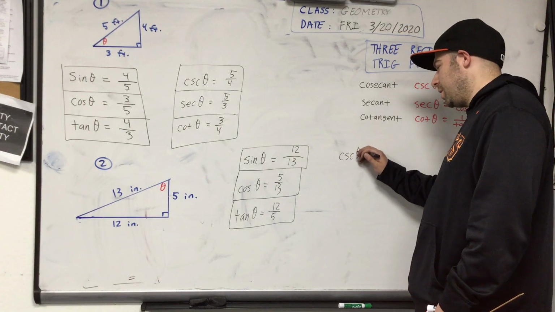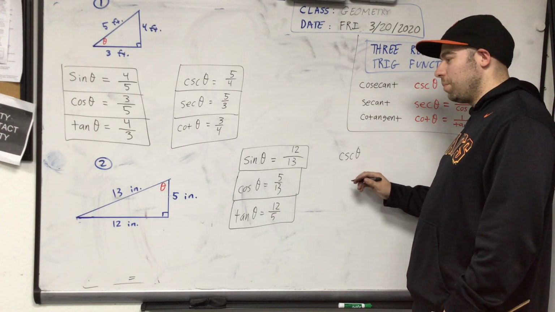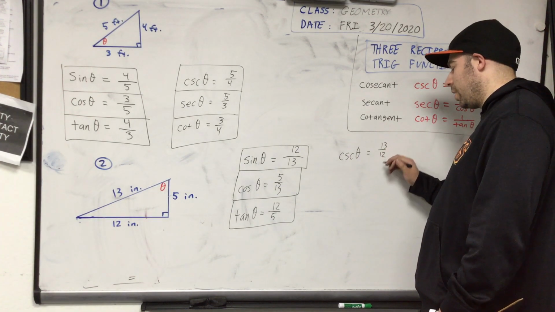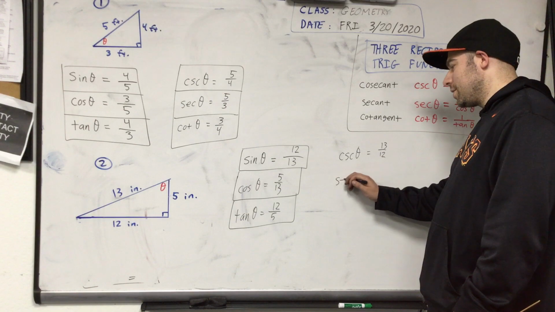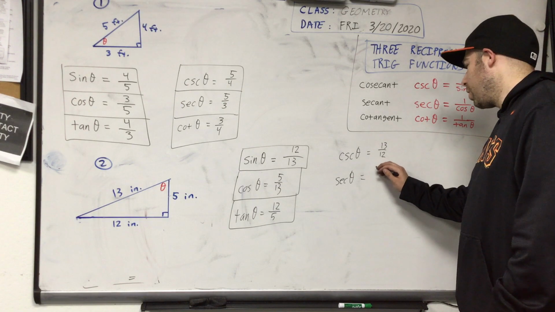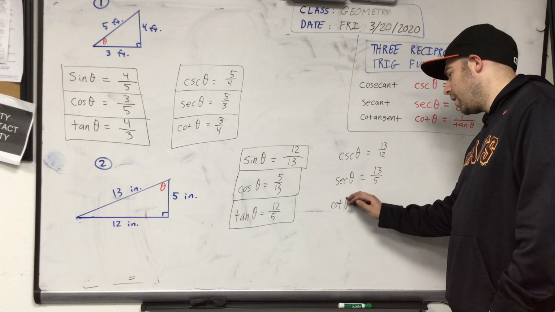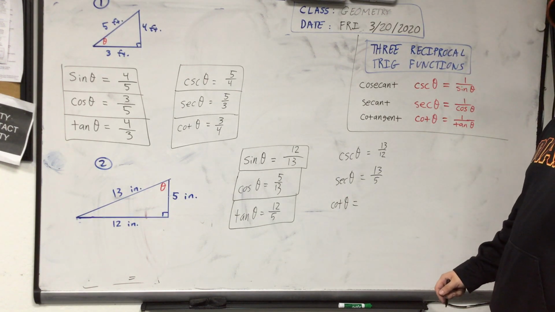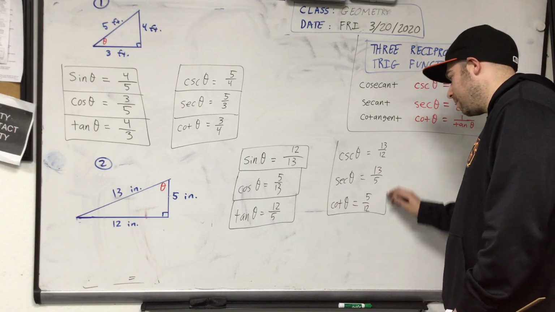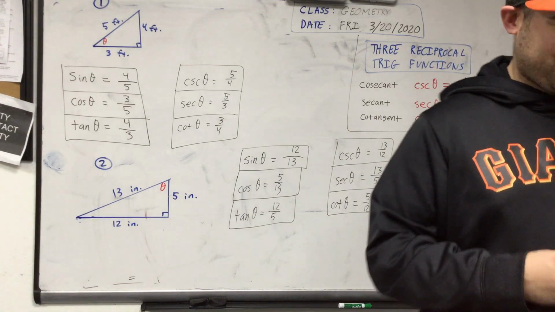So, the cosecant of angle theta, let me just make a little divider right there. The cosecant of angle theta in problem number 2, we flip the sine, 13 over 12. We look at the secant of angle theta, and that is the flipped version of the cosine ratio, or 13 over 5. And finally, the cotangent of angle theta is the flipped version of the tangent ratio, or 5/12. By the way, feel free to email me with any questions, because I know it gets confusing.